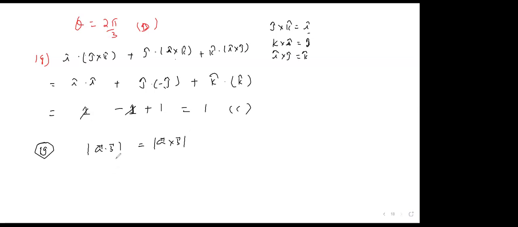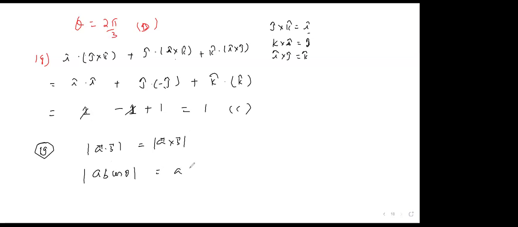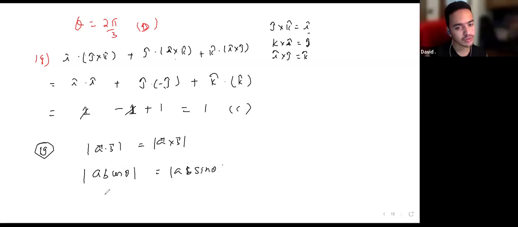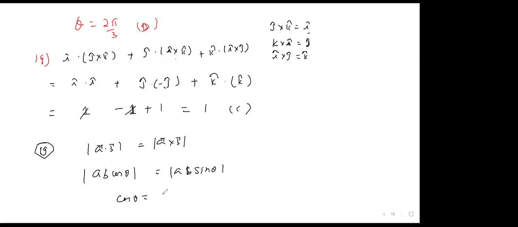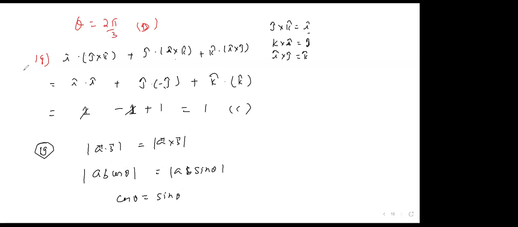So A dot B is the magnitude of A and magnitude of B, AB cos theta. And this is AB sin theta. What does it mean? It means cos theta equals sin theta. It is only possible when theta is pi by 4.